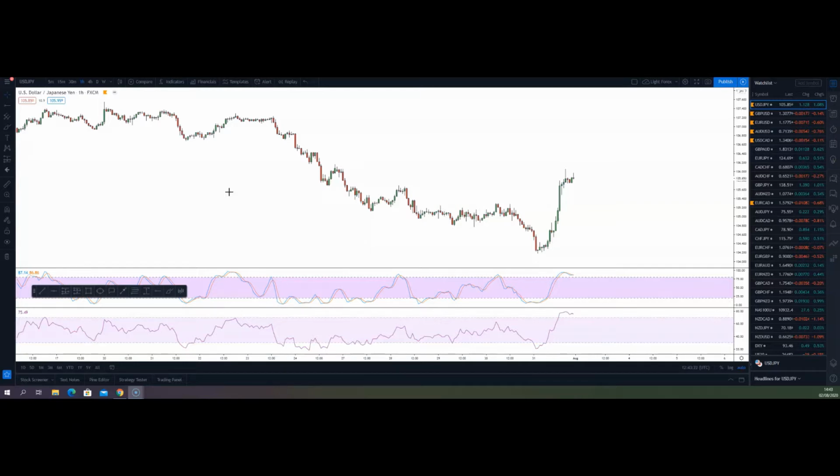So here we are. We're going to go into the dollar yen first. As you can see, the RSI and stochastic on the hourly are massively overbought. You can see this bullish momentum up here. We've been breaking all these previous lows and highs, so I would say we're having a shift in the trend.